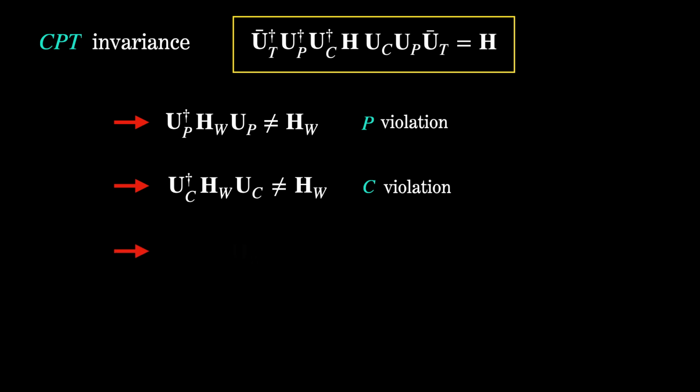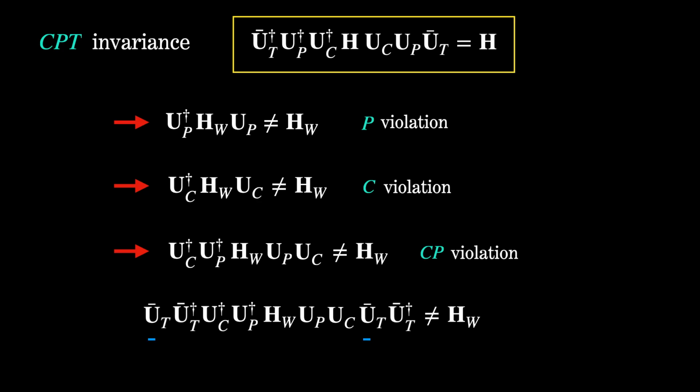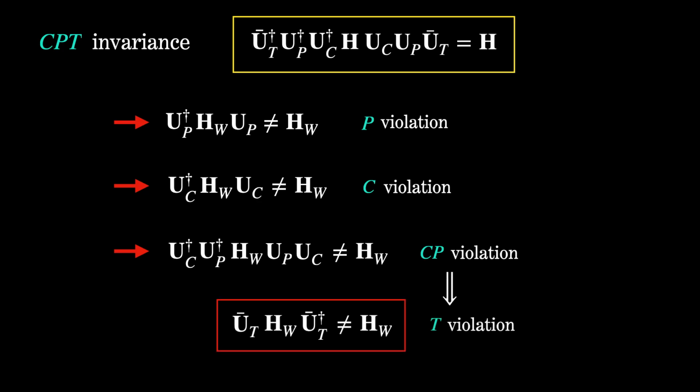Experiments also reveal CP violations by the weak interaction. This would imply time reversal violation. Inserting U bar T dagger into this relation, and using the CPT symmetry. Thus CP violation implies T violation.